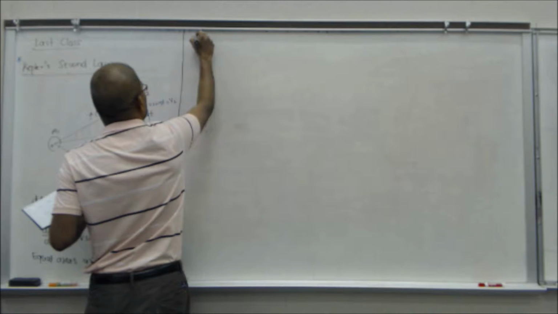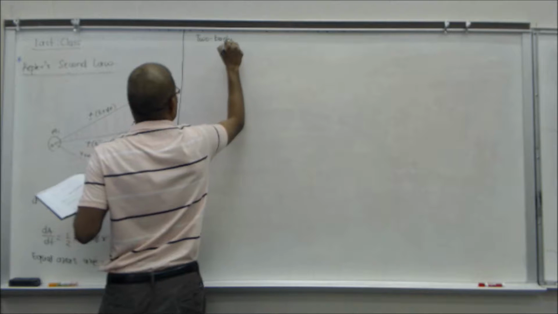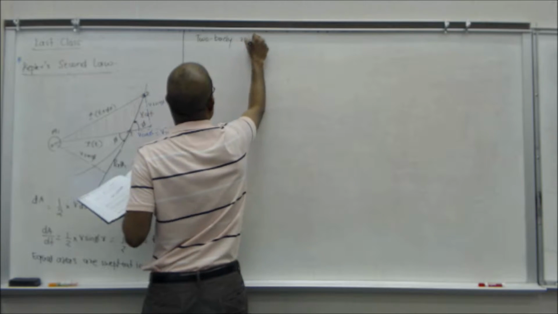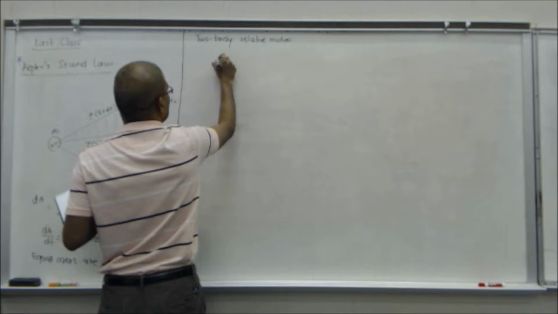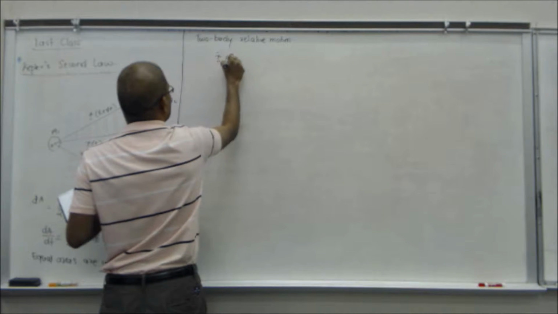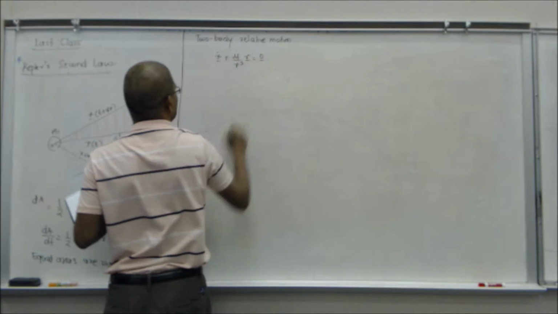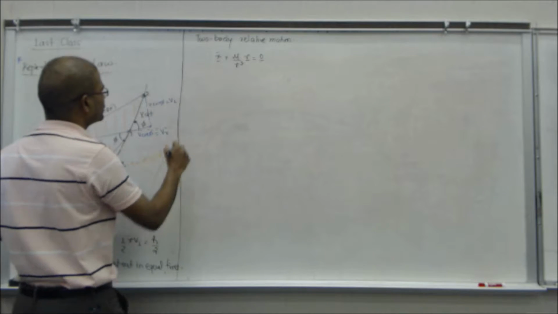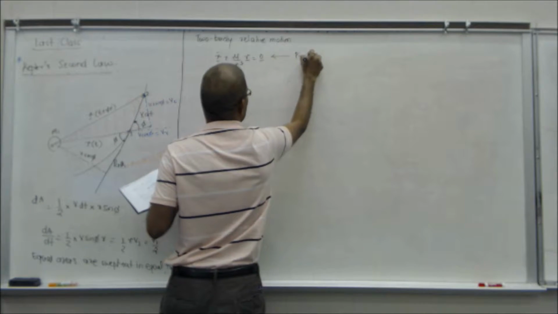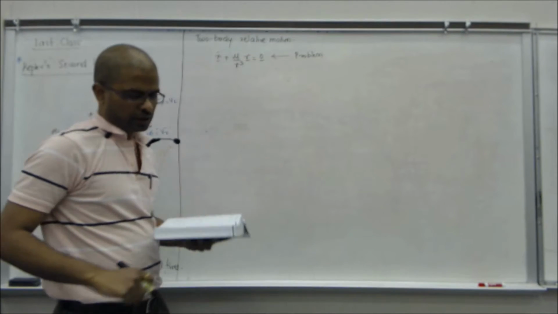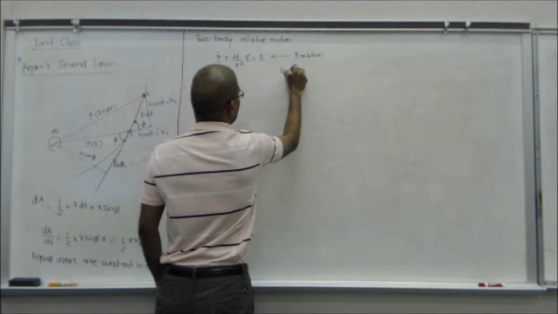Next, what we are going to do is, we looked at two-body relative motion, right? The two-body relative motion statement was R double dot plus mu over R cube into R is equal to 0. Now, if you look at this, this is like a problem statement. All right? This is the problem statement, and this is also called the governing equation.